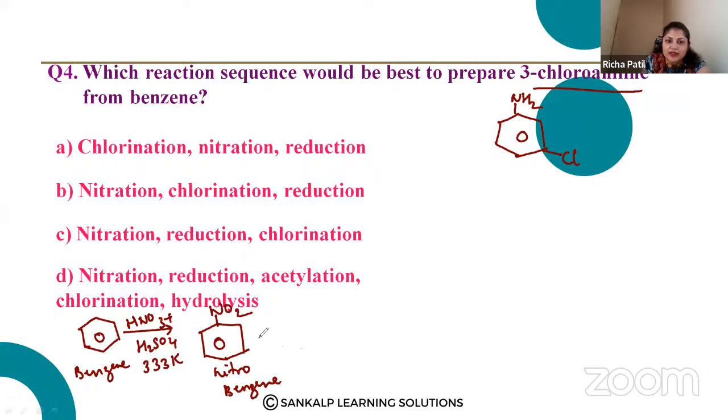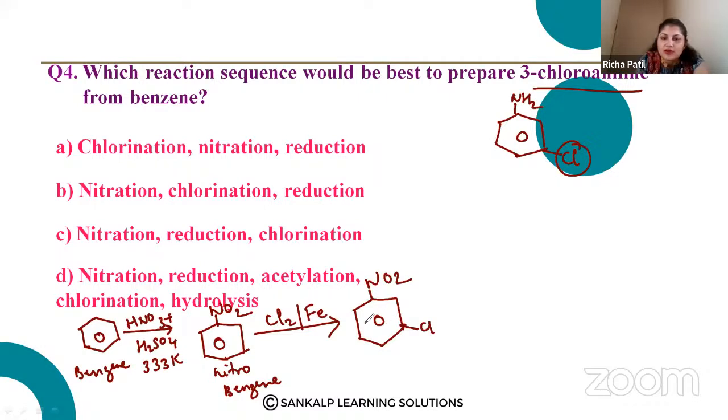Further, with this nitrobenzene, if you do halogenation, we want to form a Cl product. With respect to your NO2, the Cl will be here, at the meta position. So this is halogenation, we have done chlorination here.